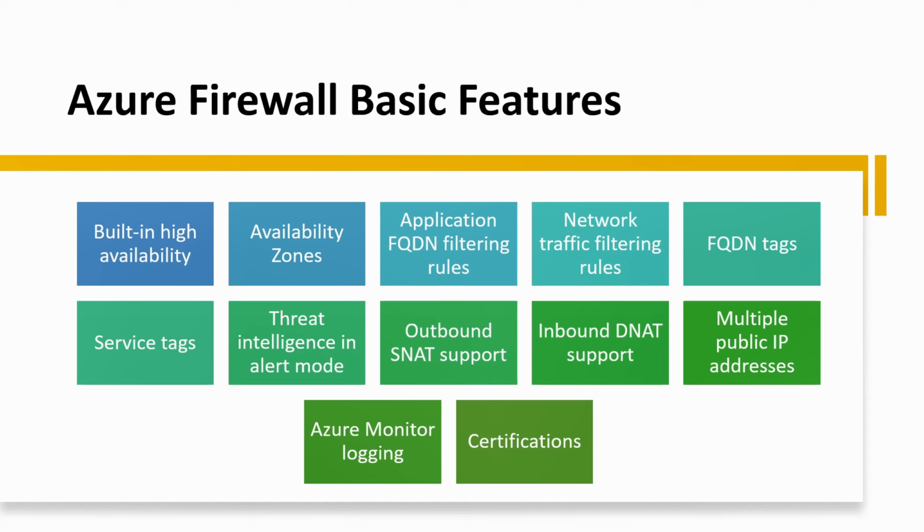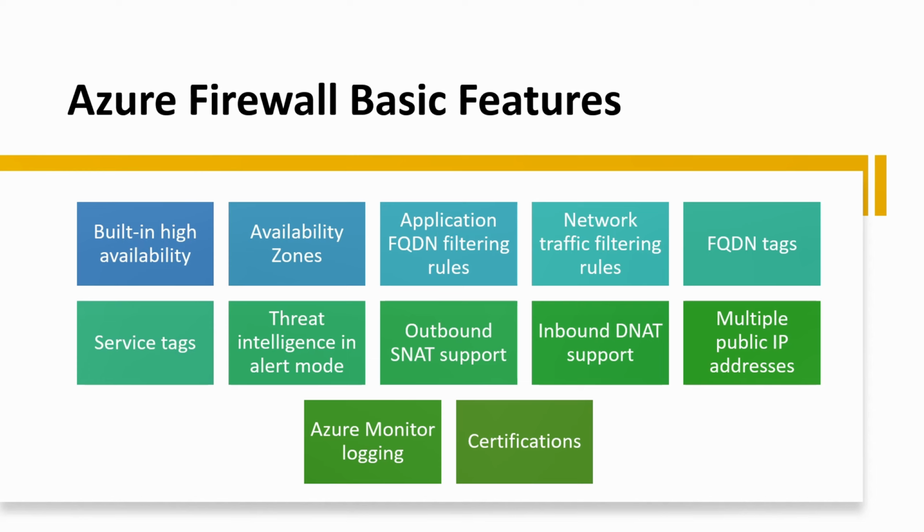So another feature is outbound SNAT support, which is source NAT. Using this feature, you can translate all the outbound virtual network traffic IP addresses to the Azure Firewall public IP address. So that means your internal IP address will not be visible to the outside world, and the outside application will just see that the traffic is coming from the Azure Firewall public IP address.